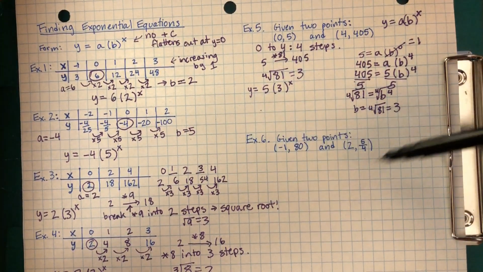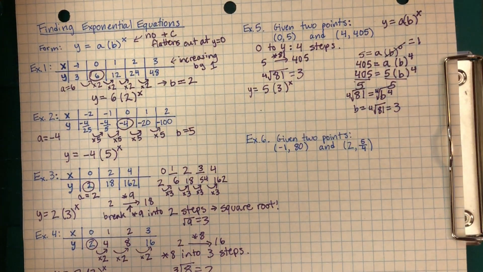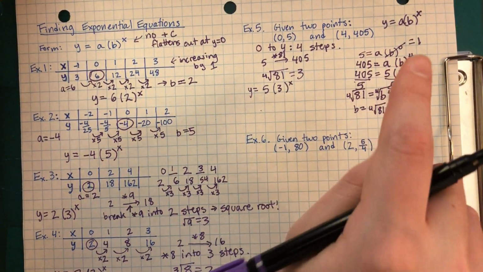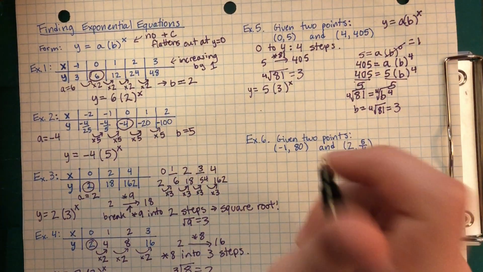Okay, let's check out this next question. This next question has one extra piece that makes it a little bit trickier, and that's that we don't have one of the x values being 0. We can still totally use either method. This time I think I'm going to do the system of equations method first and then show you the other way. So y equals a times b to the x.